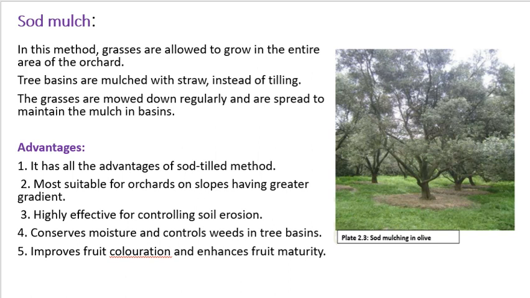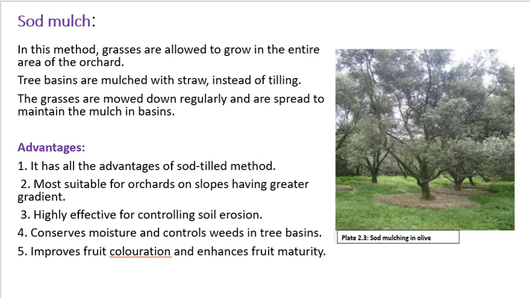Next, we will see about the sod mulch. In this method, grasses are allowed to grow in the entire area of the orchard. Tree basins are mulched with straw instead of tilling. The grasses are mowed regularly and sprayed to maintain the mulch in the basin. This method is best suited for orchards on steep slopes to prevent soil erosion.